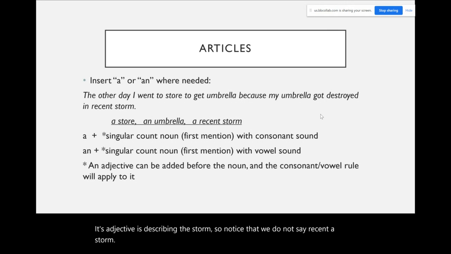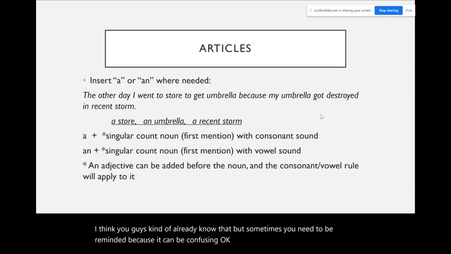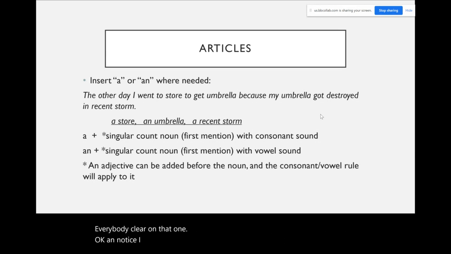If we have an adjective before the noun, then we're going to put that a or an before the adjective. I think you guys already know that, but sometimes you need to be reminded because it can be confusing. So a or an plus singular count noun, but if you have an adjective, the adjective will go between. Everybody clear on that one? Yes.